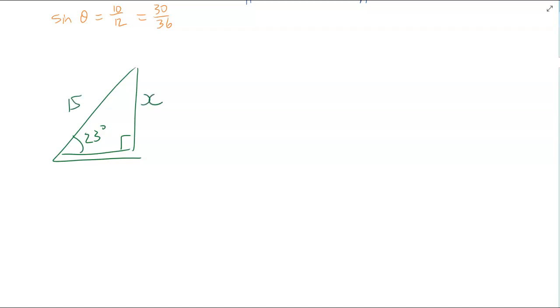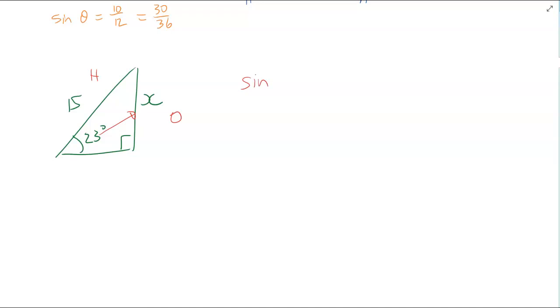I can find x. How do I find x? What do I need to do? So is it cos? So let's think about it. Opposite the angle under consideration is x. So that is the opposite side. What does the 15 represent? Hypotenuse. So you've got opposite hypotenuse, so we should be using sine.